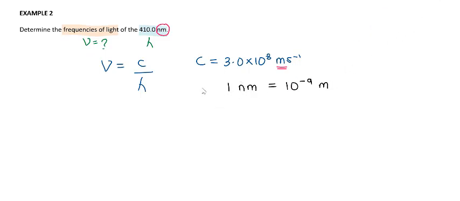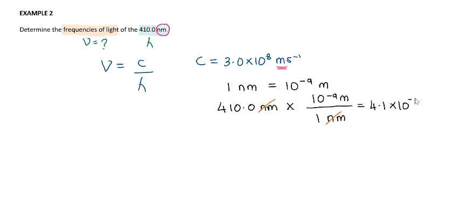Sebelum ni saya dah ajar banyak kali pasal conversion factor, so sepatutnya awak tak ada masalah lah. Okay, so the given unit here is 410.0 nanometer. Kita darabkan dengan, so nanometer kita kena cancel outkan dia. So 1 nanometer akan duduk dekat bawah, 10 to the power of minus 9 meter akan duduk dekat atas. So you akan dapat the wavelength in meter. Bila you cancelkan nanometer dengan nanometer, dapat meter, which is 4.1 times 10 to the power of minus 7 meter. So dah dapat yang unit meter, baru boleh guna this formula to find the frequency.